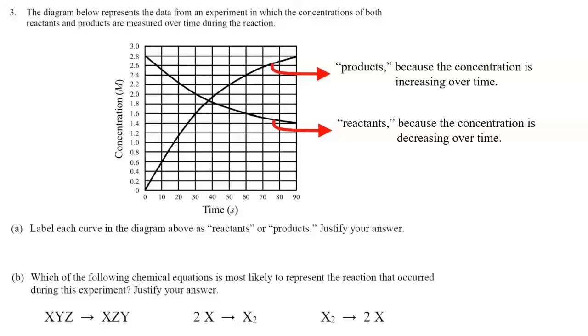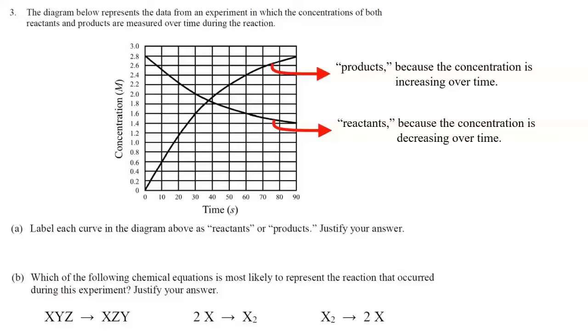That would imply that 1 mole of reactant is turning into 1 mole of products. The second equation says 2X goes to X2. That tells us that 2 moles of reactant are changing into 1 mole of product. And the third reaction is the reverse. It says X2 goes to 2X. That tells us that 1 mole of reactant is being transformed into 2 moles of product.